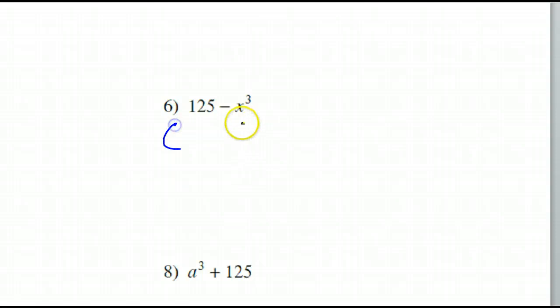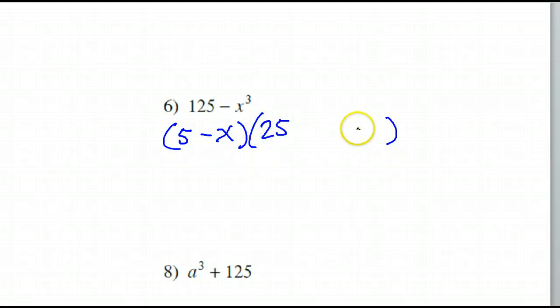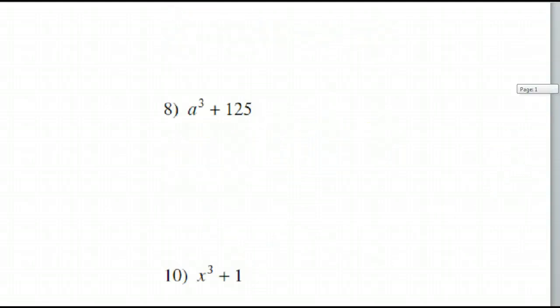Number 6, binomial, trinomial. The root of 125 is 5, so this will be 5 minus x. If I square these, that'll be 25, and that'll be positive x squared. If I multiply these, I'm going to get 5x, and I will do the opposite sign. So that's number 6.